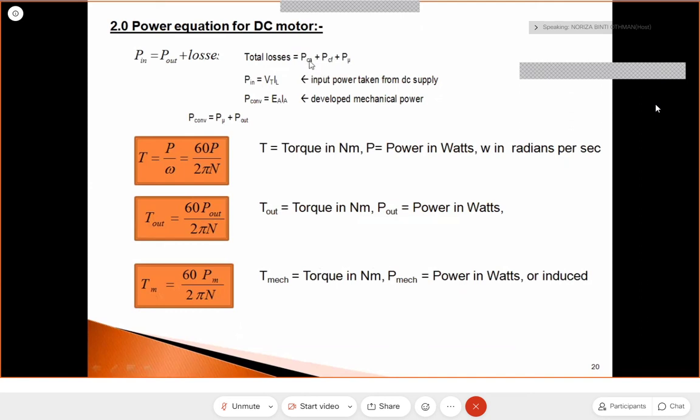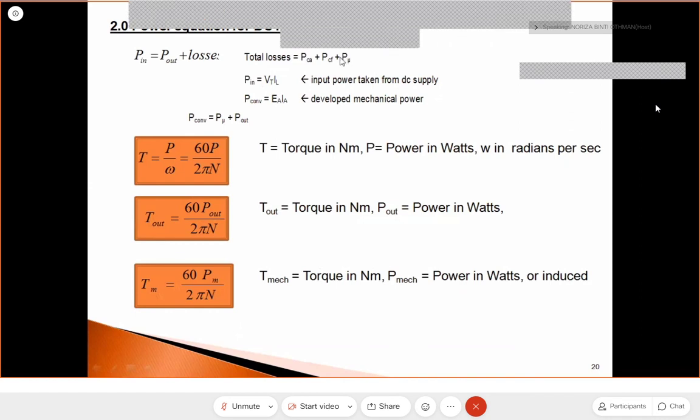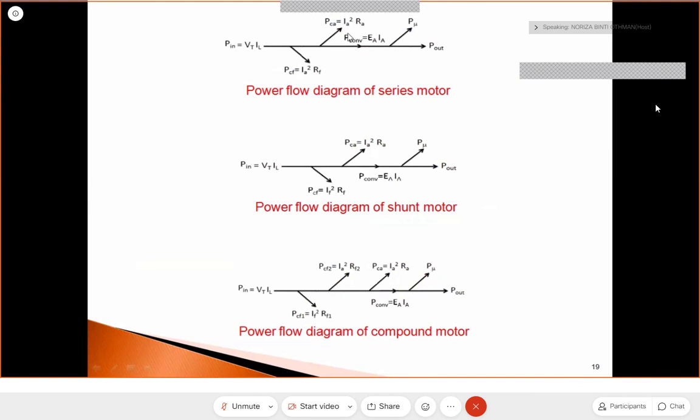Ni dalam armature, ini call dalam field, and then P mu. Mu ni is mechanical loss. Eh, P mu, apa dia panggil, rotational loss. Okay, P mu tu is rotational loss sebab bila rotor tu rotate, so dia akan ada loss lah. So biasanya P mu ni given lah dalam soalan. Cuma PCF dengan PCA ni you boleh calculate guna formula ni lah. Kalau PCA equal to IA square RA, and then kalau PCF IF square RF.